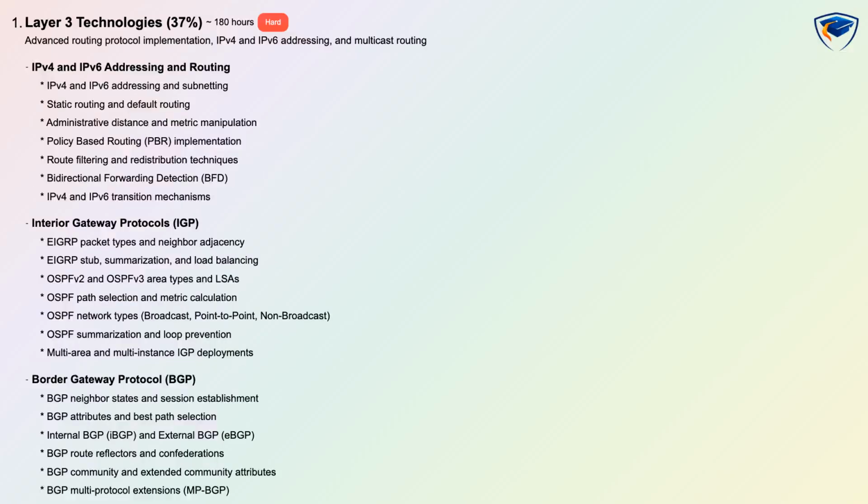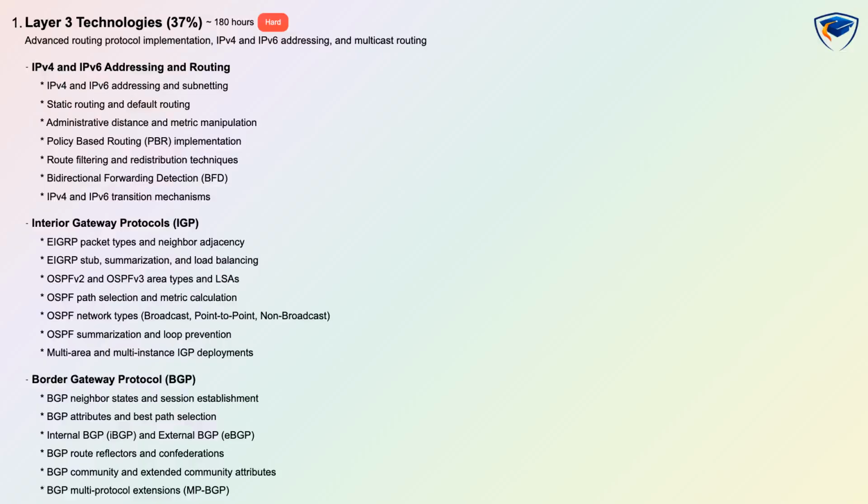Layer 3 Technologies is weighted 37%, focuses on advanced routing protocol implementation, IPv4 and IPv6 addressing, and multicast routing, and is rated hard with an estimated 180 hours of study and a hands-on plus conceptual assessment. You will learn IPv4 and IPv6 addressing and subnetting, static and default routing, administrative distance and metric manipulation, policy-based routing, route filtering and redistribution, BFD, and transition mechanisms.